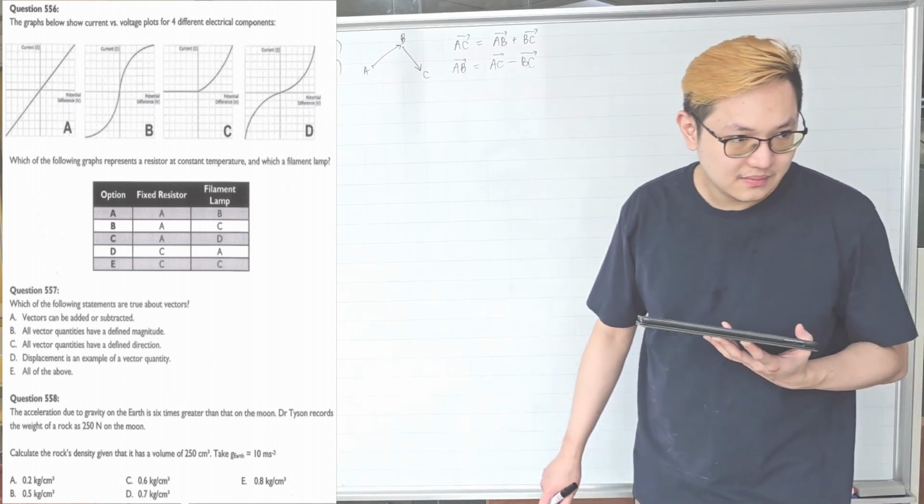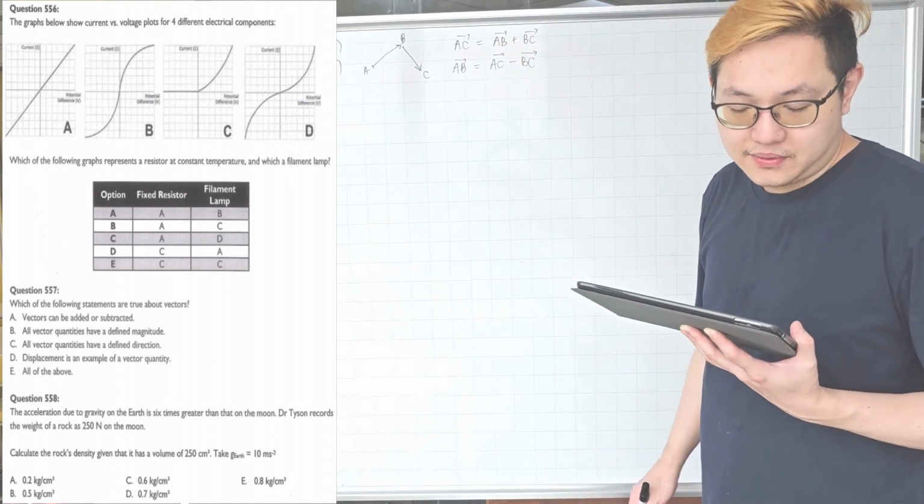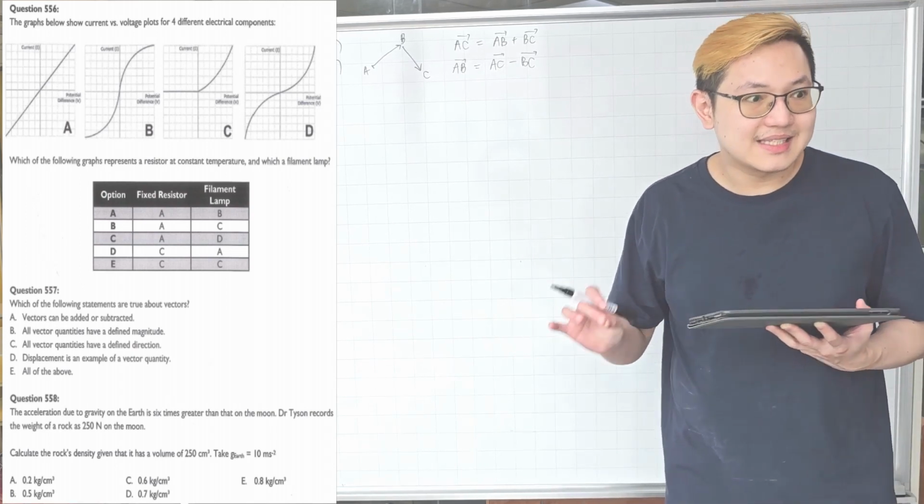So yes, the longer the vector is, the more the magnitude, right? But they have a defined magnitude, exact magnitude.